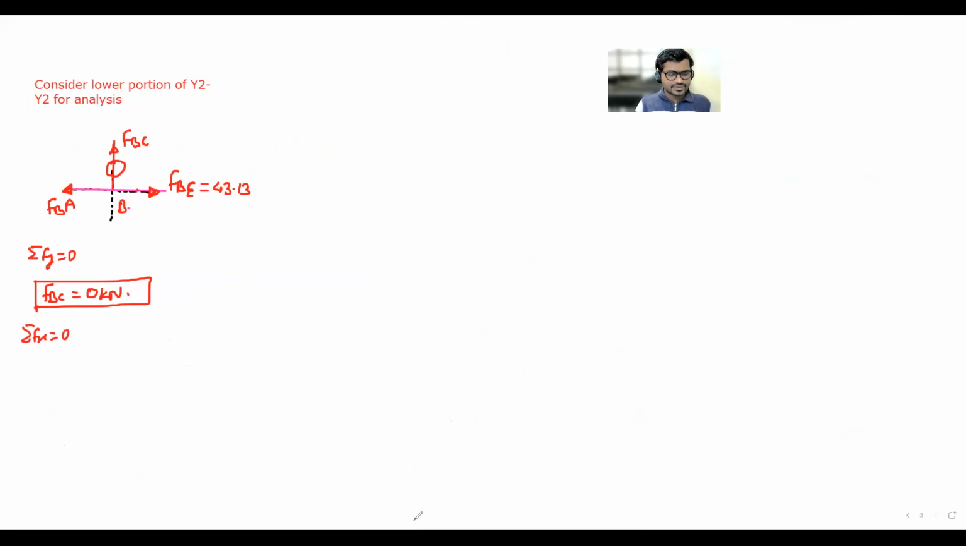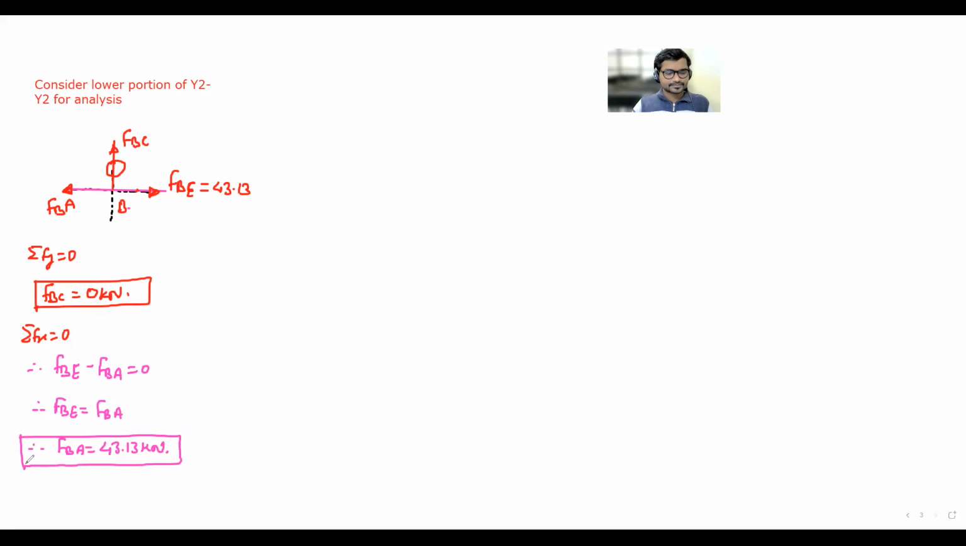Then consider summation Fx is equal to 0. Therefore FBE plus or minus? Plus. Plus FBE. What about the BA? Minus. Minus FBA is equal to 0. Therefore FBE equals FBA. Therefore FBA is equal to 43.13 kilonewton.